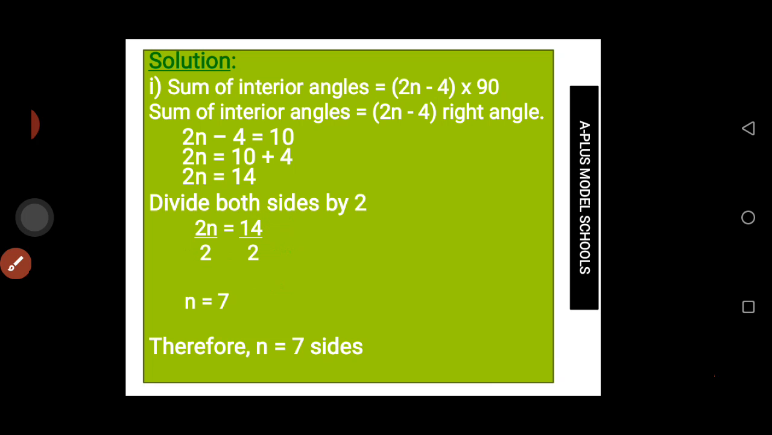So it means the polygon we are talking about here is a 7-sided polygon. So it's a polygon that has 7 sides, which is a heptagon, because I told you that any shape that is enclosed by 7 sides is called a heptagon. So the shape is a heptagon.